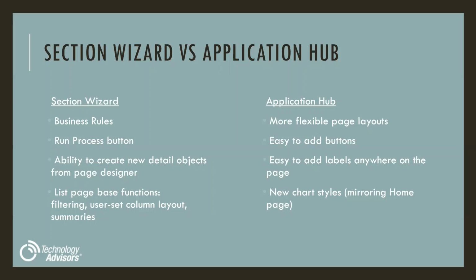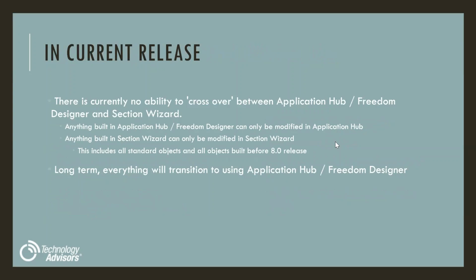Anjum, can you go ahead and go to the next slide? So right now, if you're using version 8.0, you've got these two separate tools to work with, and there's currently no ability to cross over between them. If something is built in Application Hub or Freedom Designer, whatever you want to call it, it can only be modified in Application Hub. You can't build it in Application Hub and then go make more changes to it in Section Wizard. And vice versa. Anything that's been built in Section Wizard right now can only be modified in Section Wizard. You can't take something that you've already built and go modify it using Application Hub and the Freedom Designer.